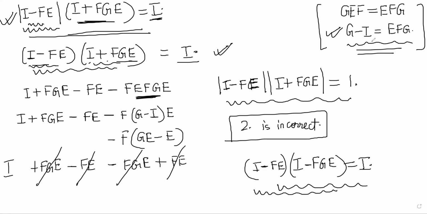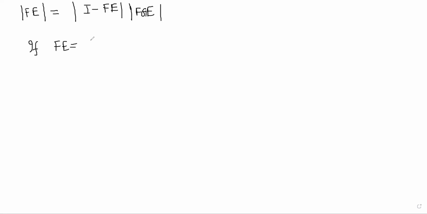And then we have to look at the option A, right? So let's think about option A. So I'll just write it on the next screen here. Option A talks about we have to verify that det of FE is equal to det of I minus FE multiplied by the det of FGE. Okay, in order to verify this, obviously I will need to evaluate the product of this stuff, right? So what I can say is, if FE was equal to I minus FE multiplied by FGE, right?